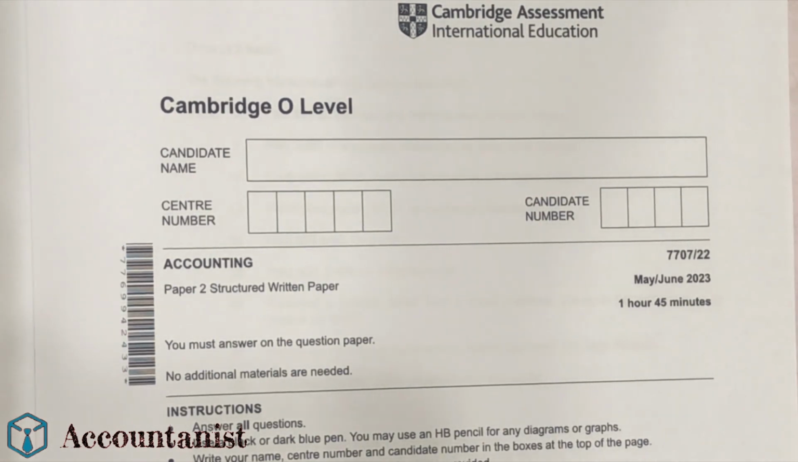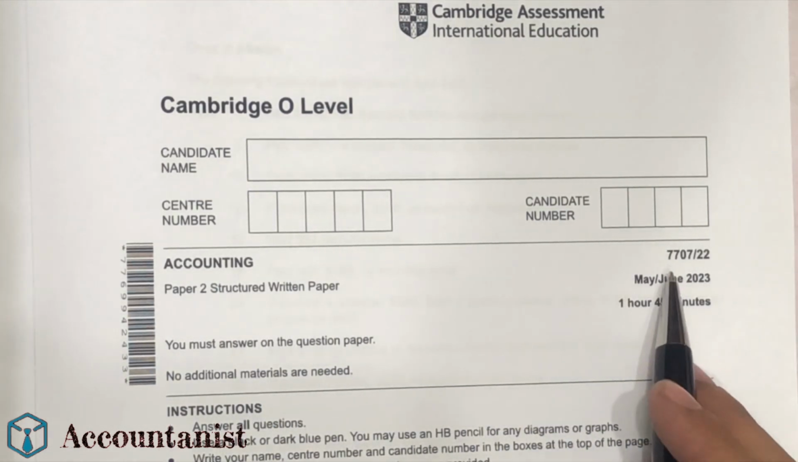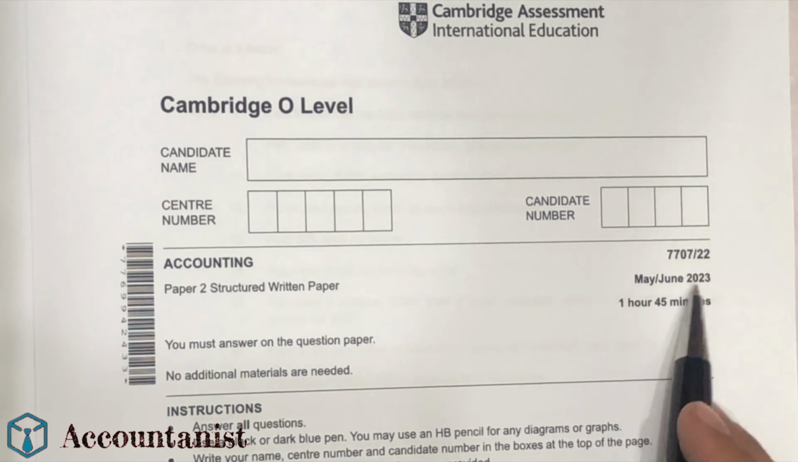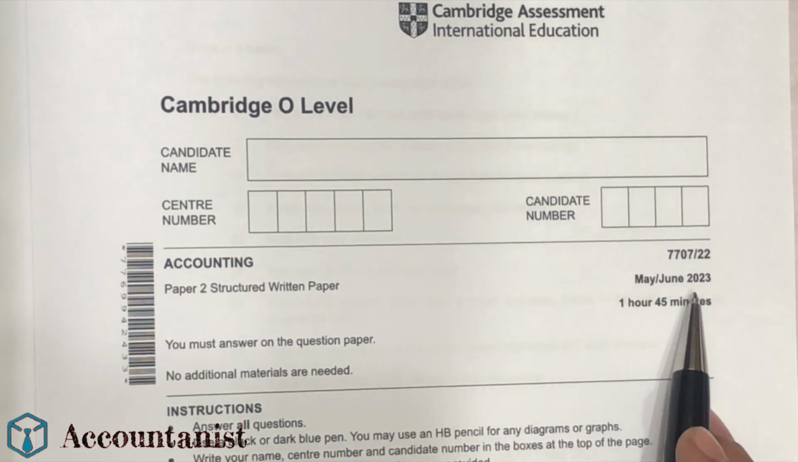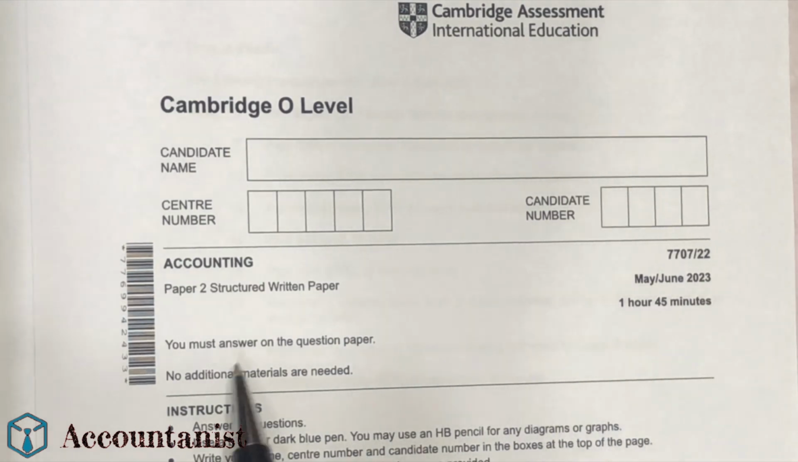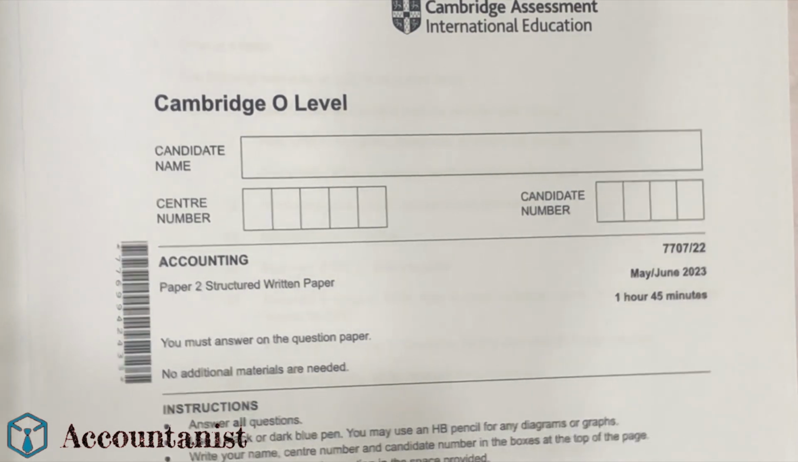In this video, I'm going to solve a Cambridge O-level exam in front of you guys. So the paper that I'm going to solve today is 7707 Accounting Variant 22. So it's paper 2, May-June 2023 attempt. So let's start with the question number 1 that we have in this paper.